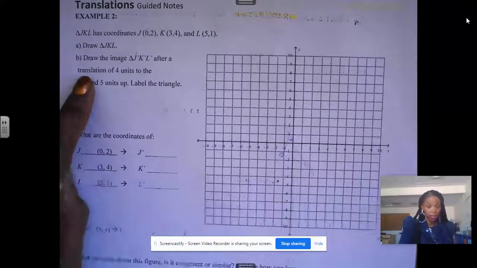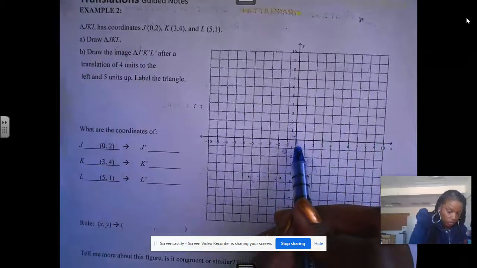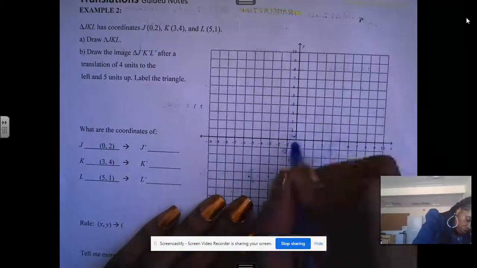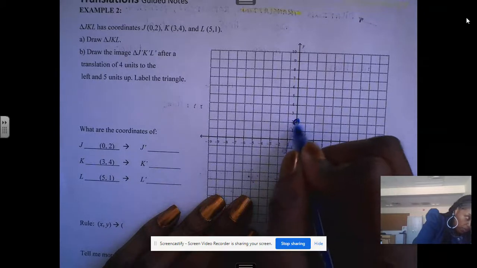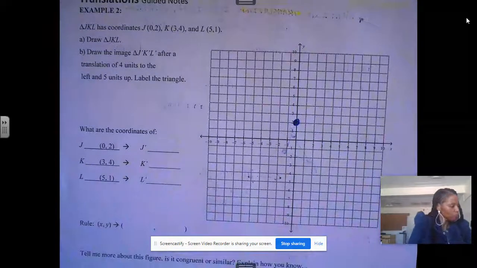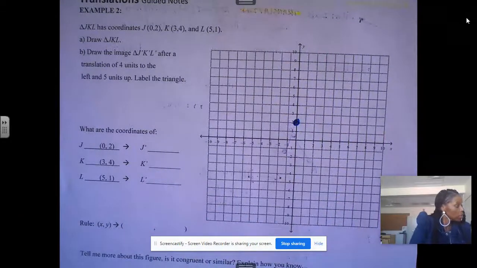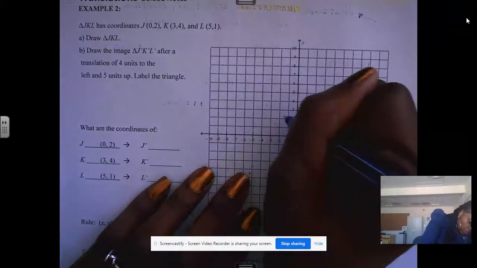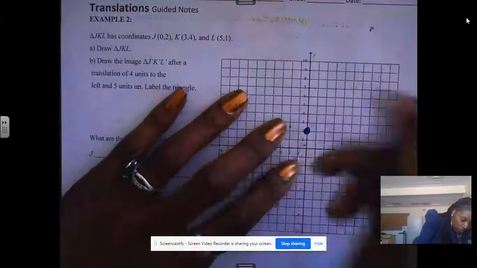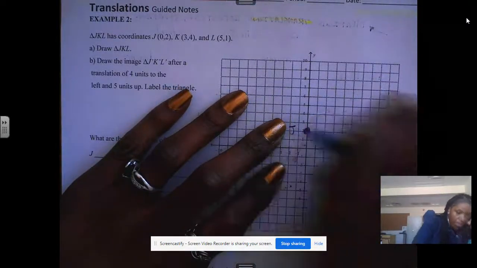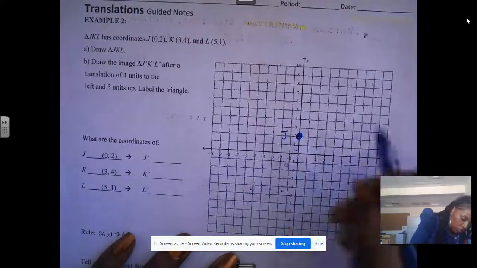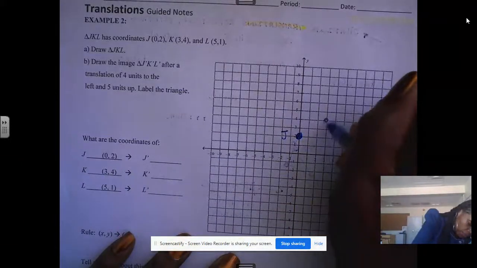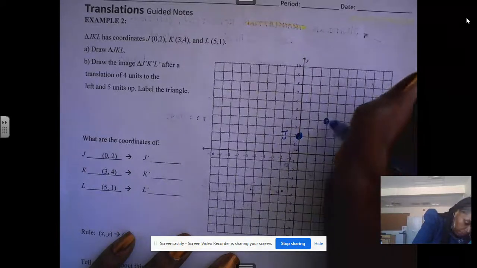So first of all, I'm going to plot this. It says J is 0, 2. So I'm going to start right here at my 0, so 0 on the x, and I'm going to go up to 2. 0, 2. That is going to be my J. And so then I'm going to label this as just J. Okay? And then 3, 4. So I'm going to start at 0, go to 3, go up to 4. And that's going to be my K.